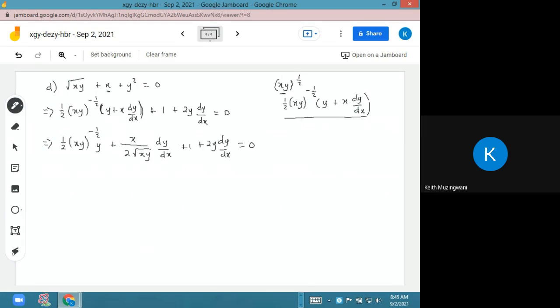So what we have done here is we have written this guy, we've taken it back in the root, but because its half is negative, we've taken it in the denominator. And then this x here, we're multiplying 1 by this x. That's why we have the x as a numerator. And then we're interested in dy dx, so we factor out dy dx.